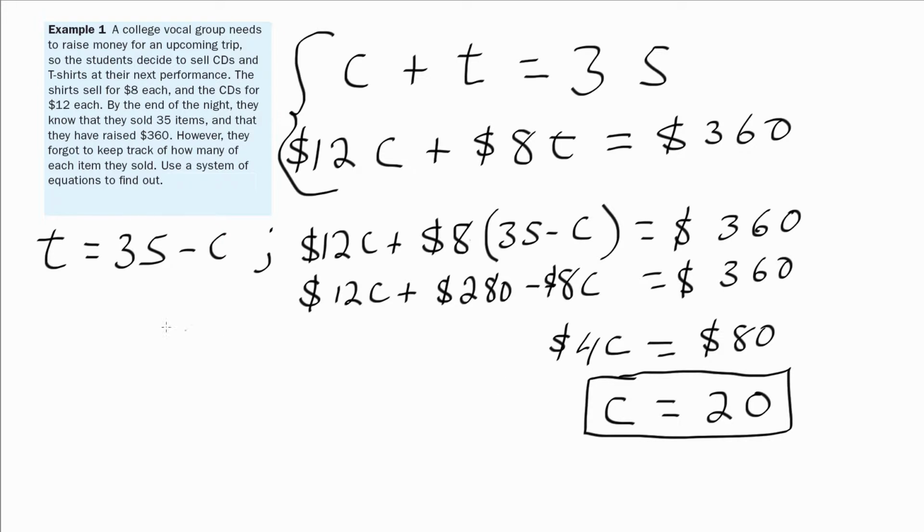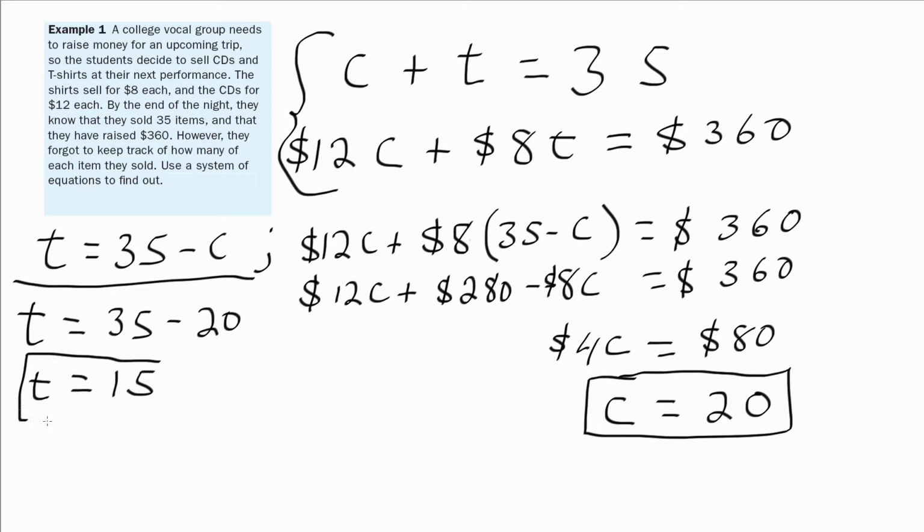CDs purchased. To find my number of t-shirts, I now know that the t-shirts is equal to 35 minus 20. So number of t-shirts sold is equal to 15. I now have my values for my numbers and quantity for both the t-shirts and CDs. That's one example. Let's look at another.